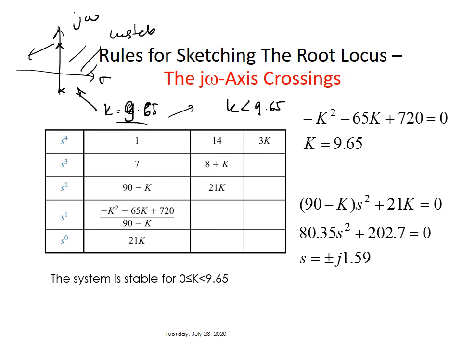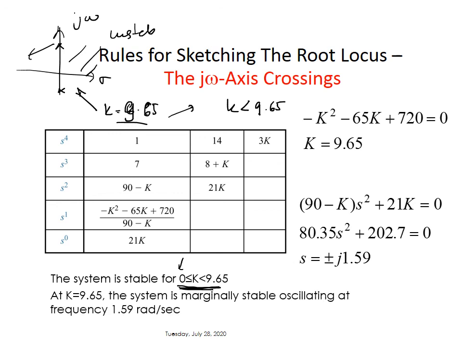So that's why in conclusion we say that for k from 0, because we always start k at 0, right? It's an integer positive. For k from 0 to 9.65, the system is stable. But for k equals 9.65, this is the condition to be located over here. For k equals 9.65, the system is marginally stable, because when we are located here, we are always oscillating without any decay.